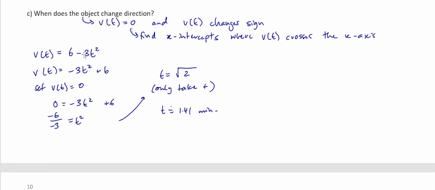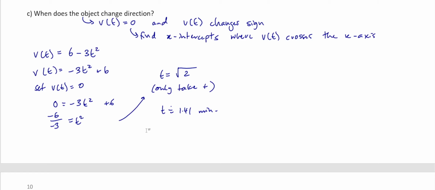Okay, so we take our velocity function and then we set it equal to 0. I just rearranged the velocity function here so that my t squared came first with the negative coefficient. Set it equal to 0, move the 6 over, then divide by negative 3. So I get 2, and then I take the positive minus square root of t, but recognizing that t can only be positive, so I'm only taking the positive square root, and I get t is equal to approximately 1.41 minutes. So this one was pretty easy.